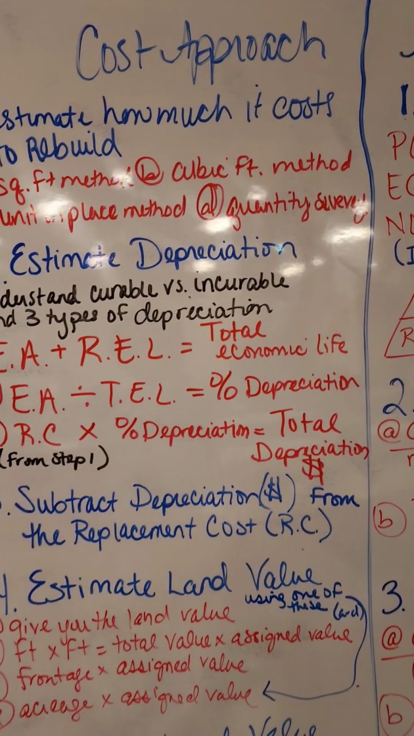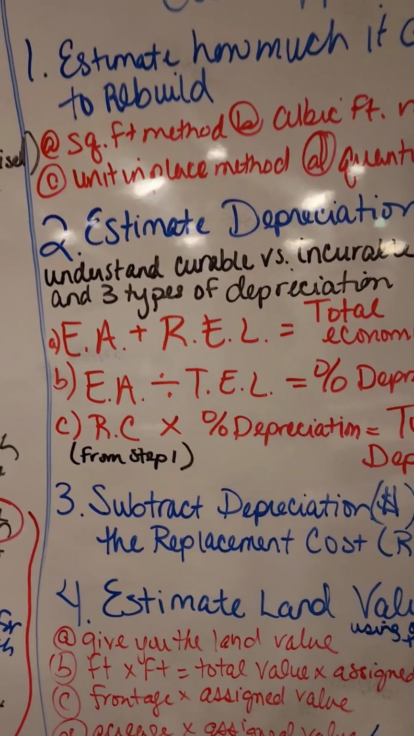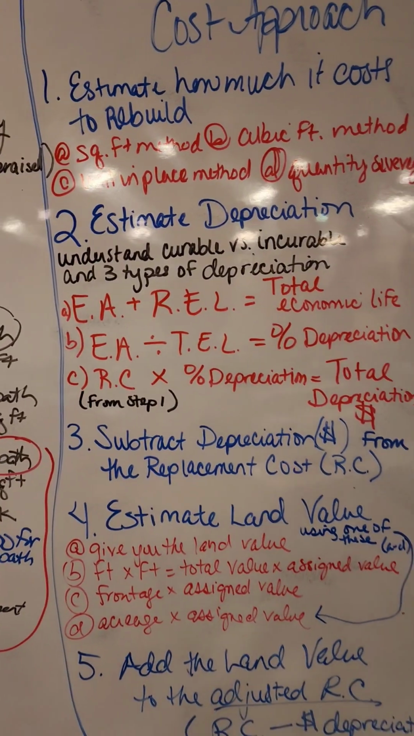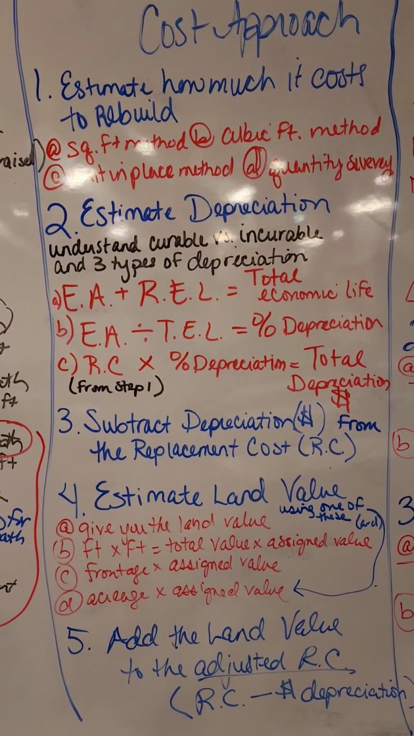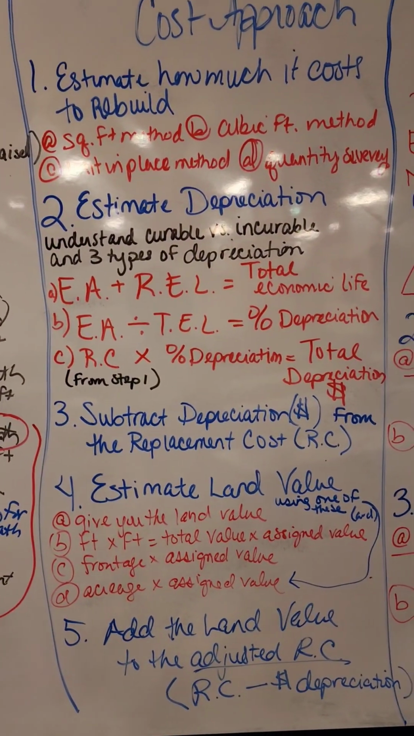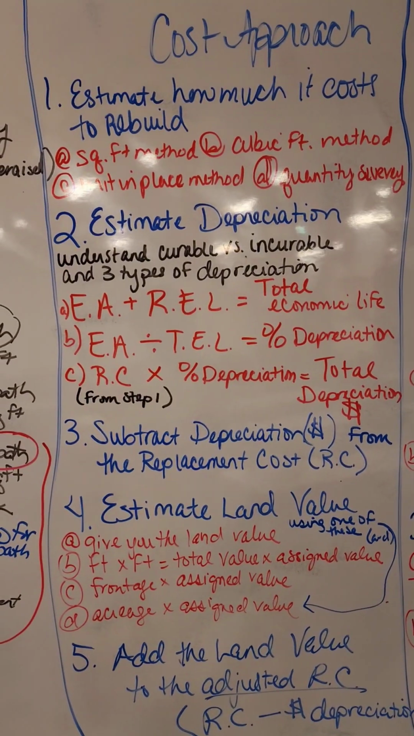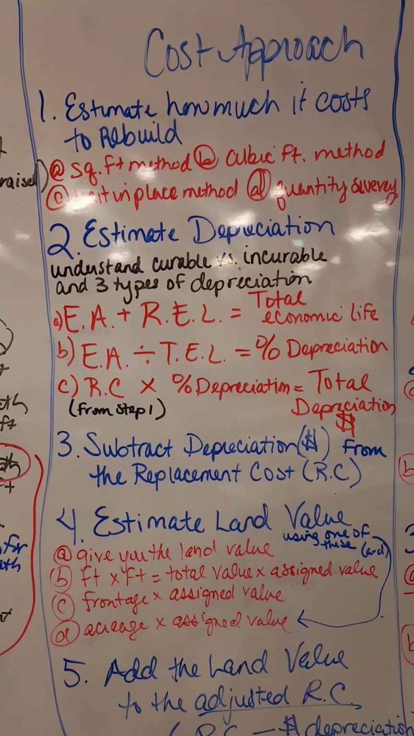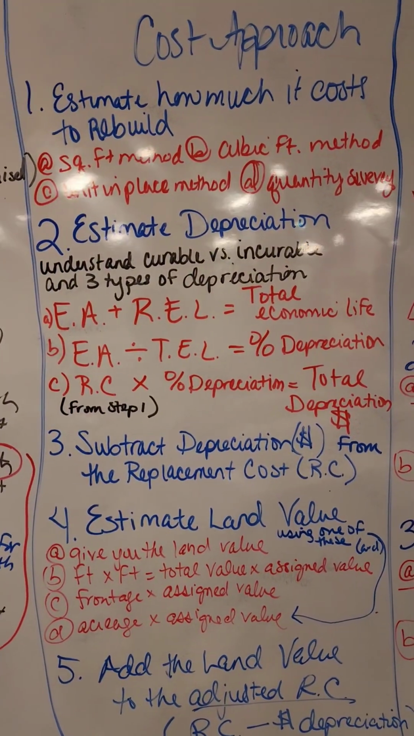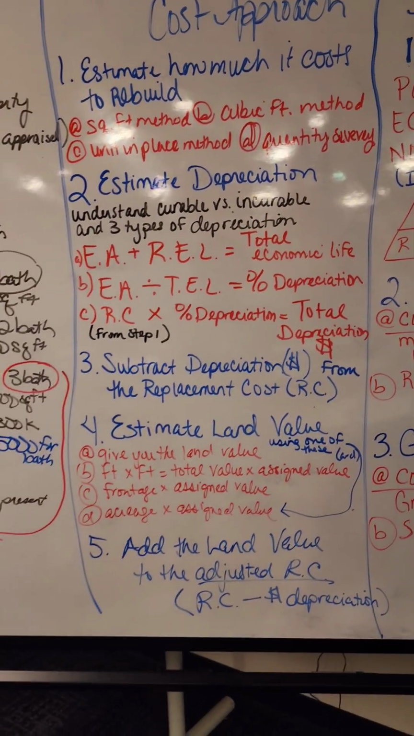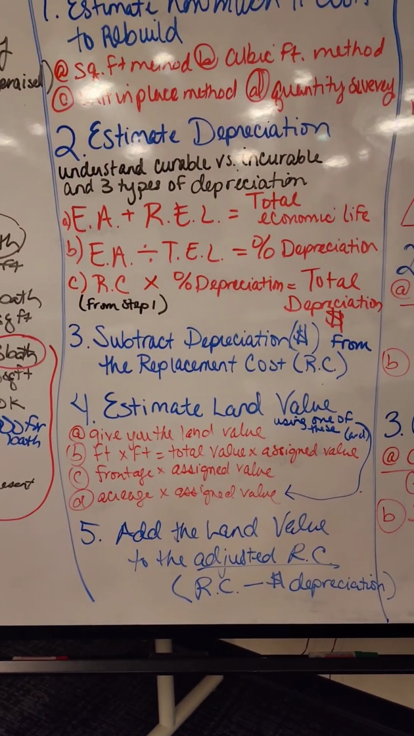method, the cubic foot method, unit in place method, or quantity survey method. Either one of those would be used to find the replacement cost. If you see something talking about the reproduction cost, that would be the situation where a builder is building the exact replica. But the replacement cost, you're building something that is similar to what the original structure was.